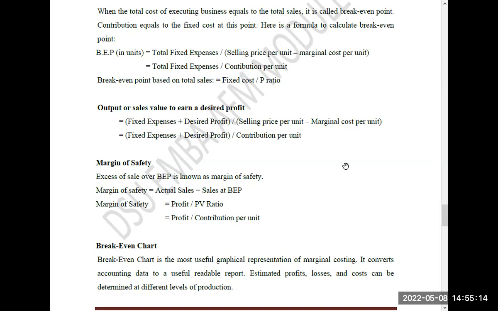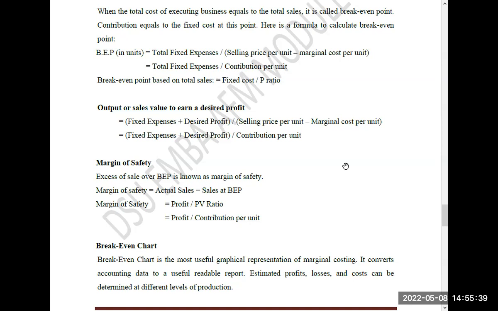The next concept is margin of safety. Margin of safety means by how many units you are safe, or what is the excess of your actual sales over the break-even sales. Suppose my break-even point is 10,000 units. I sold 15,000 units. How many units are safe for me? 5,000 units.